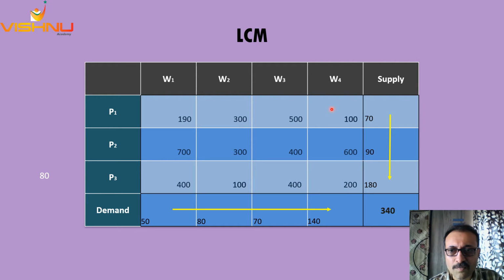Now that we have our laser pointer on this particular cell, that is P1W4, what is the maximum number of units that can be allotted to this cell? The row total has a maximum of 70 and the column total has 140 in it. So a maximum of 70 units can be transported to this cell and nothing more than that. I'm using the simple word maximum; anything less than 70 is also possible.